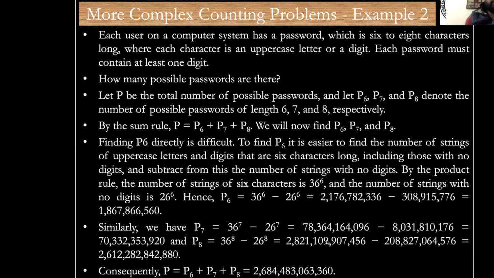2,384,483,063,360 possible values. So notice that if you have so many passwords that you're going to crack, and this is just a password of length 8, how much time does it take? Even if it takes you 1 second to check if a password is correct or not, this is the number of seconds that it is going to take you to enumerate all the possible options. And that's why this password will be really hard to crack. And this is the importance of counting and the possible application that I've just talked about.